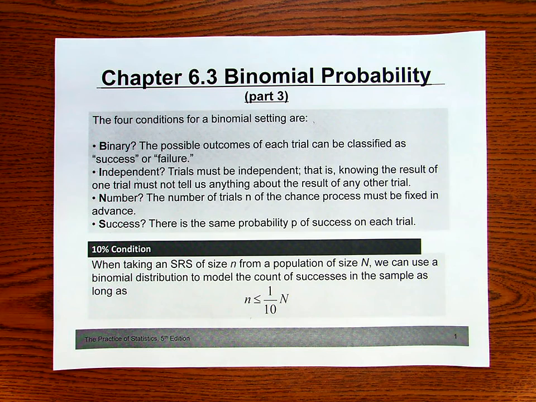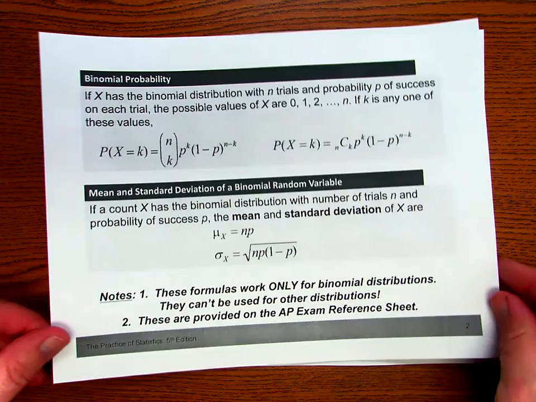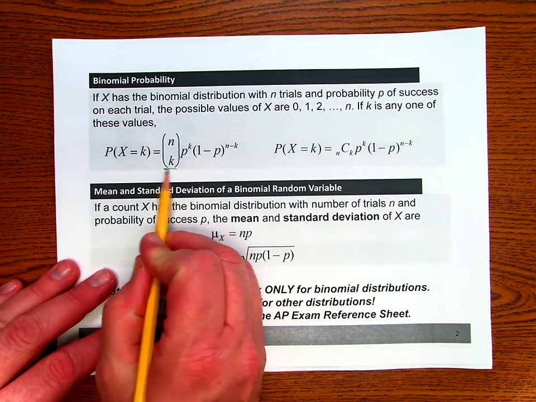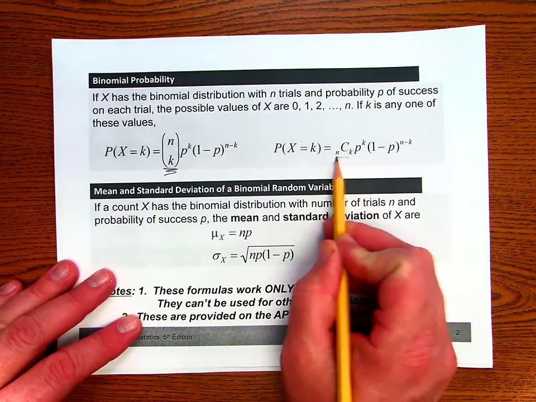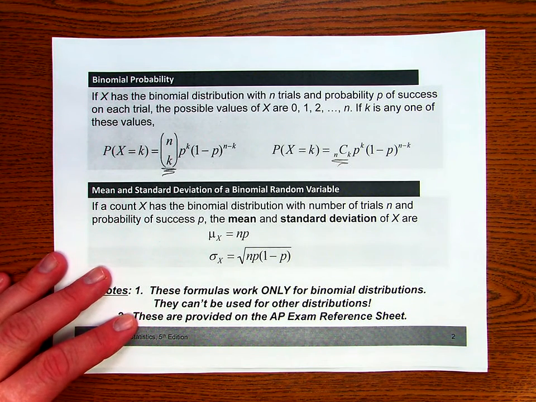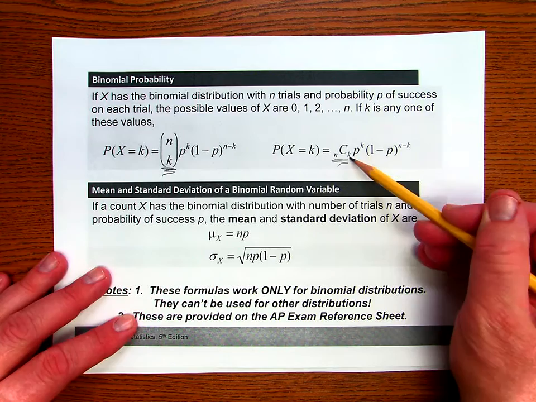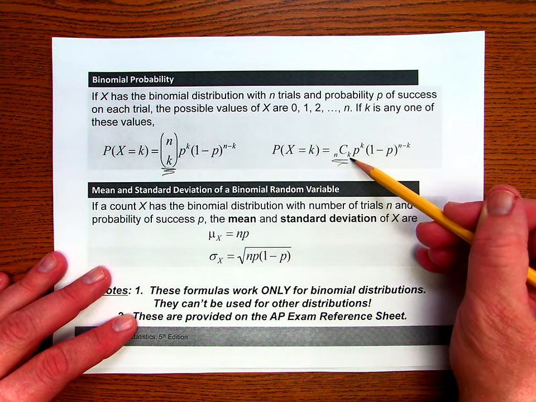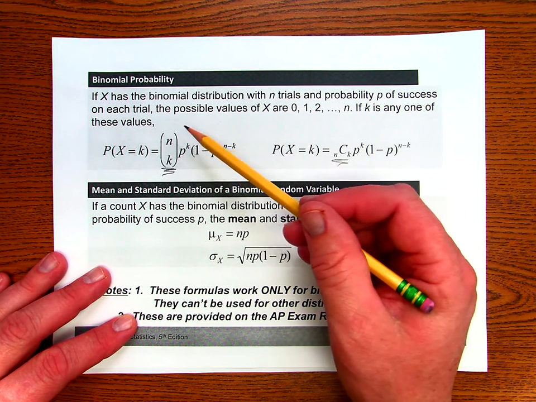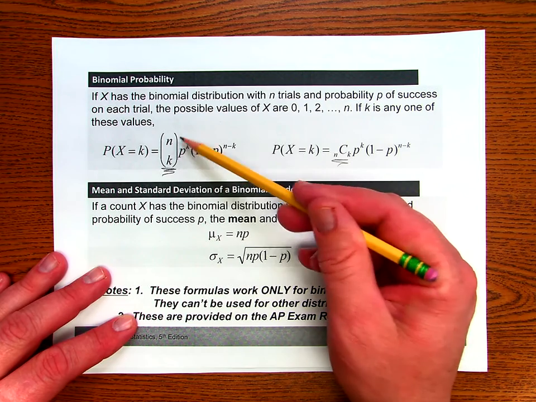Okay, given these conditions get met, we have our probability formula. This part right here, binomial probability formula. That part right there, known as the binomial coefficient, there are two different notations. Your calculator uses the nCr on your calculator, that's an R instead of a K. The reference sheet, at least as it was last year, uses this for the AP exam.